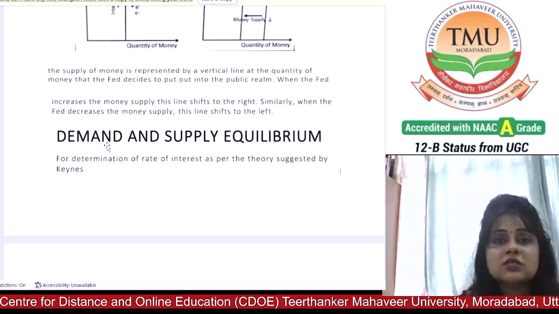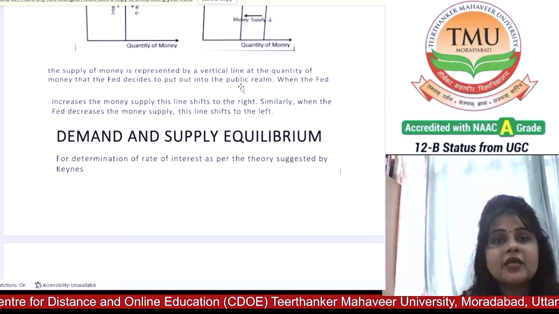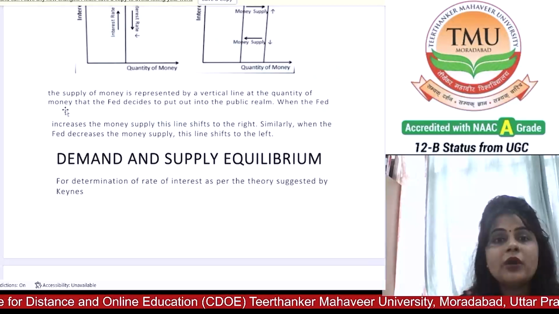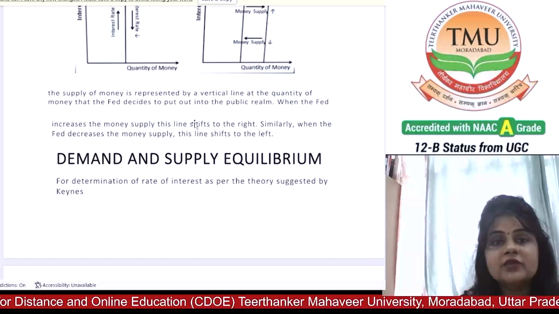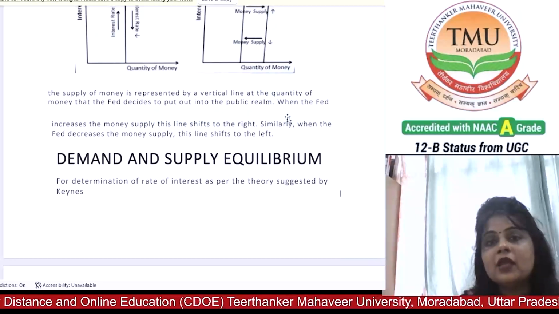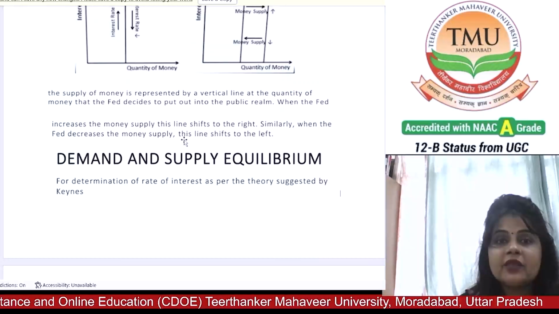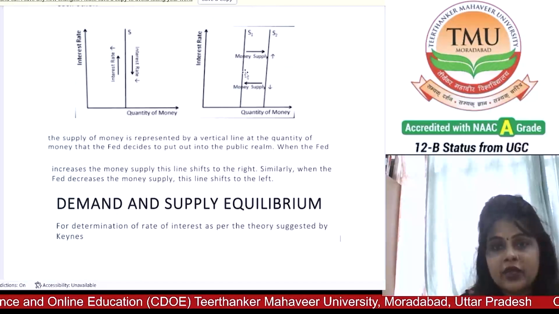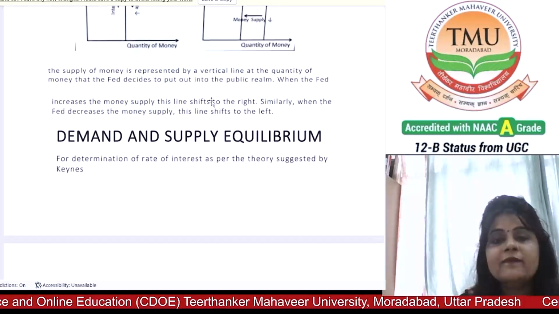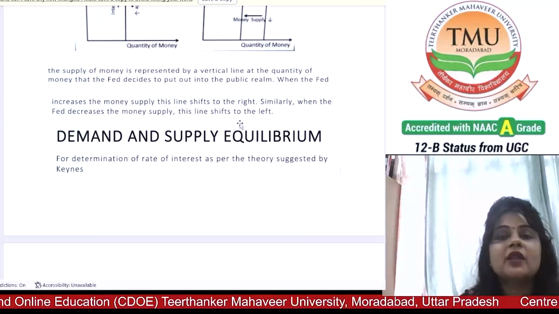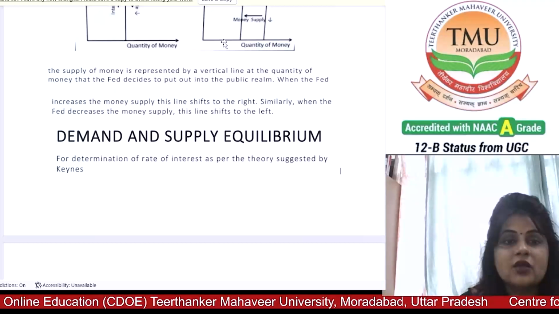The supply of money is represented as a vertical line at the quantity of money that the Fed decides to put out into the public. When the Fed increases the money supply, this line shifts rightward. Similarly, when the Fed decreases the money supply, the line shifts leftward.